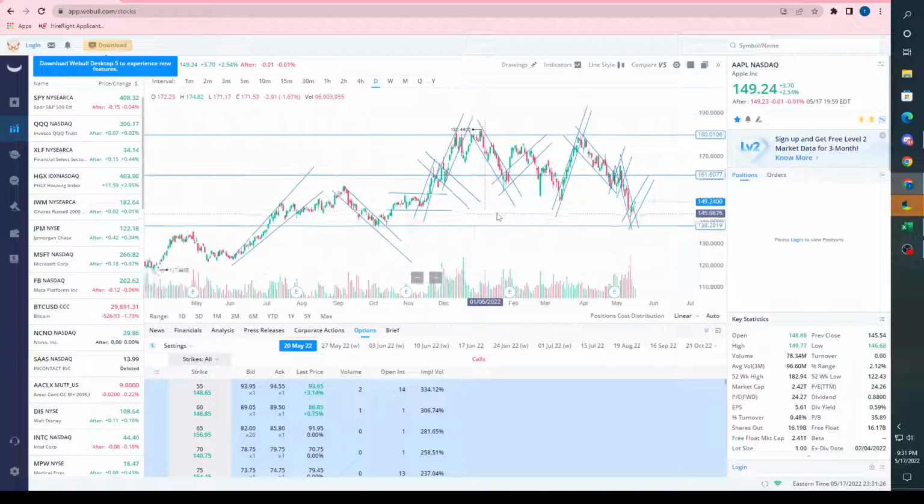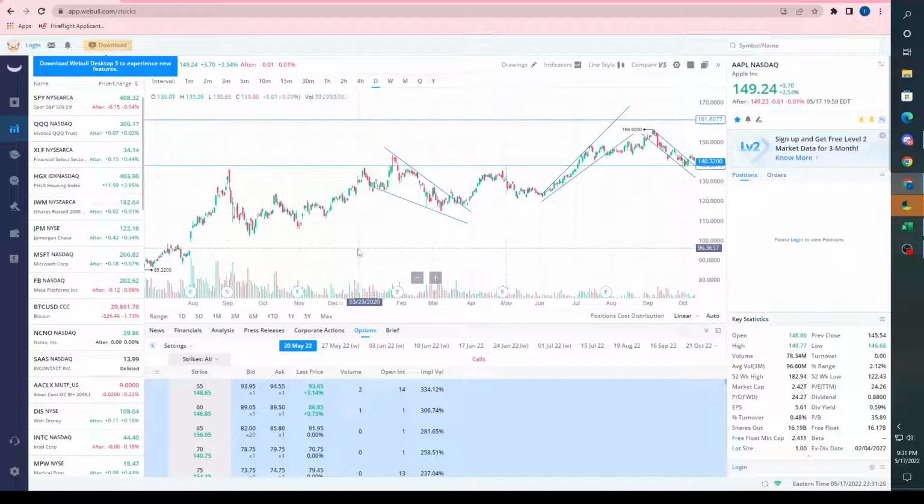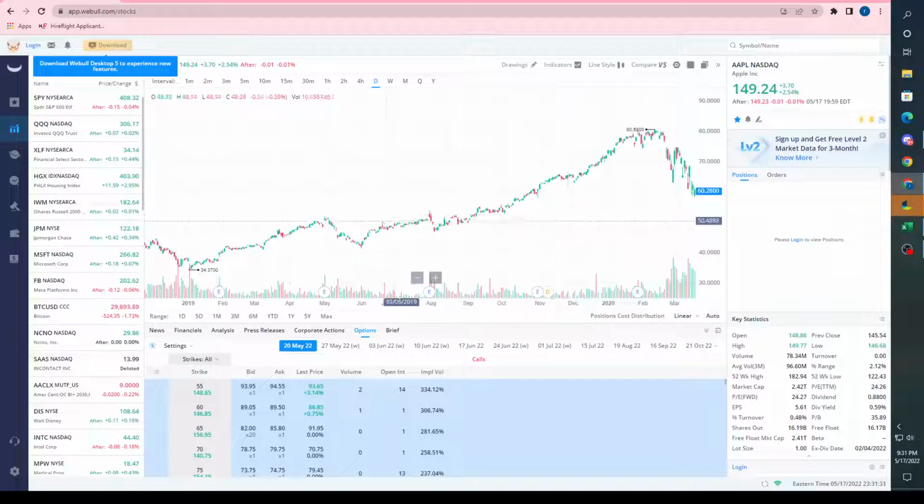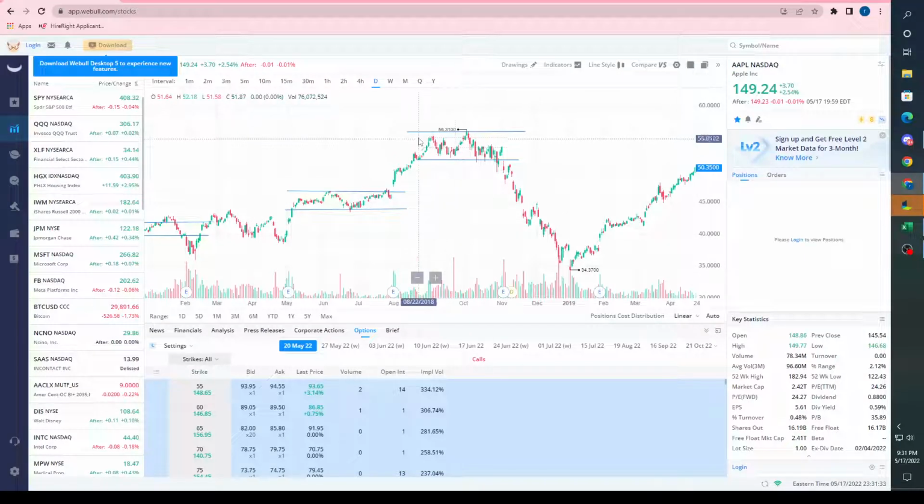Distribution would look something like, let's go back here, right here. In this 2018 crash, we start moving sideways for a little bit. And then finally we break this shelf of support, and then we have a serious sell-off.